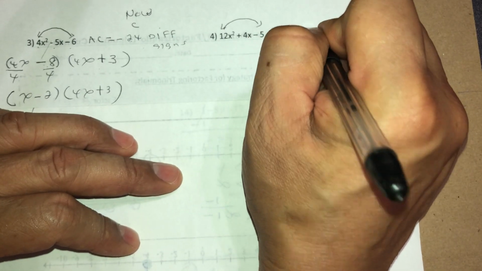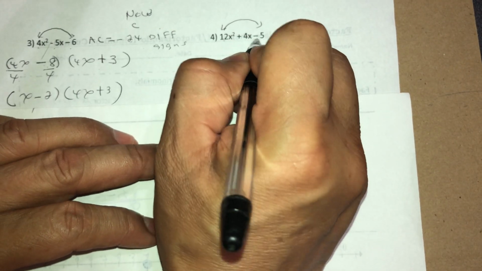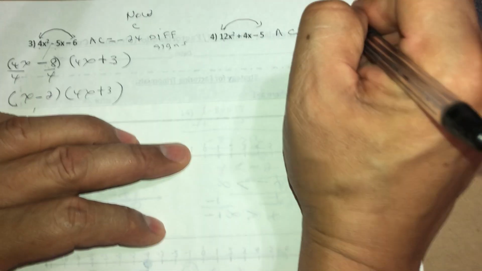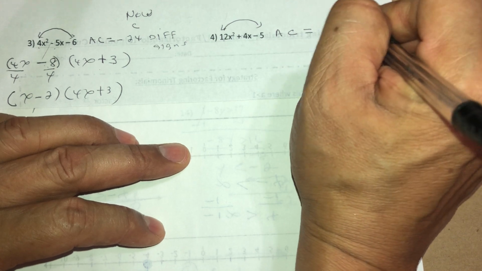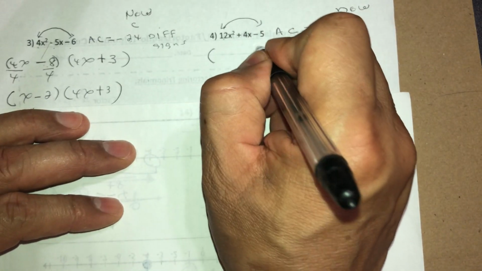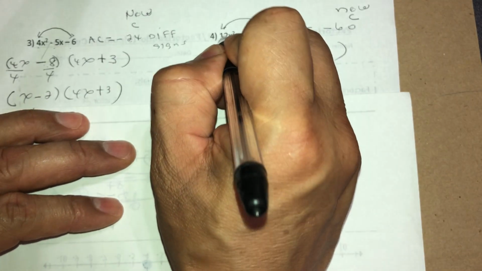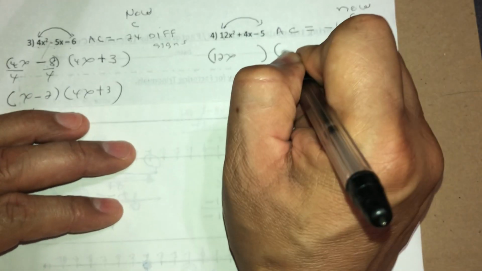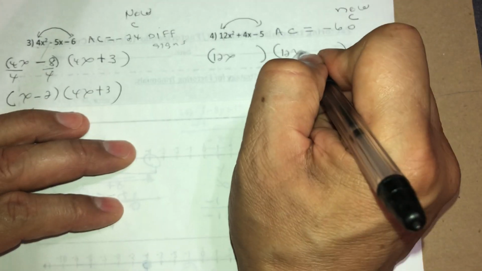AC. The AC, 12 times negative 5 is going to give you negative 60. So that is my new value of C, my new constant. Now I'm going to open 2 sets of parentheses. I'm going to keep my 12, 12x, right?